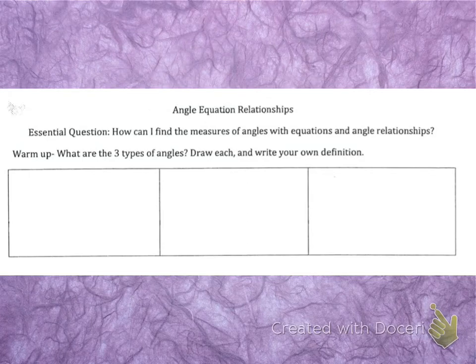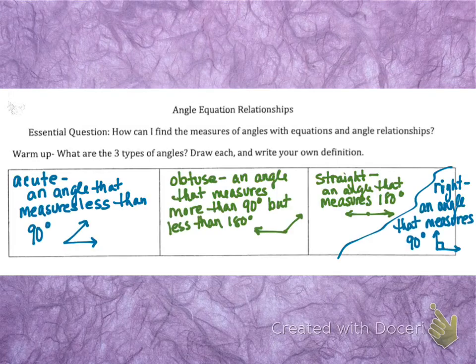So continuing our angle relationships, you want your notes template for angle equation relationships, and there's a warm-up there. We want 3 types of angles. Draw each and write your own definition. I'd like you to pause the video and then check your work. Alright, so hopefully you had 3 angle types written down. I had acute, obtuse, straight. You could have also had right as an alternative. So hopefully recalling those angle types.